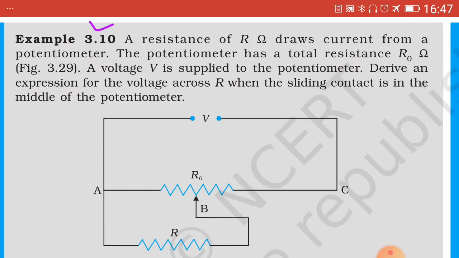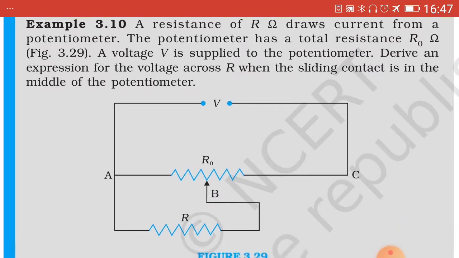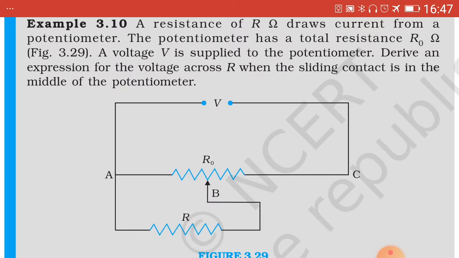A resistance of R ohms draws current from a potentiometer. The potentiometer has a total resistance R0 ohms, figure 3.29. Figure will be provided to you in the exam and you have to redraw it. A voltage V is supplied to the potentiometer. Derive an expression for the voltage across R when the sliding contact is in the middle of the potentiometer.